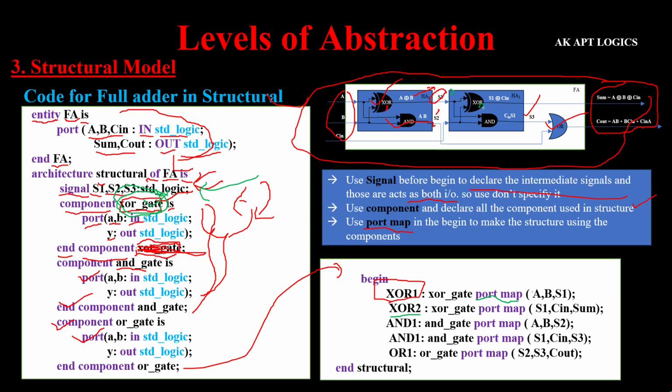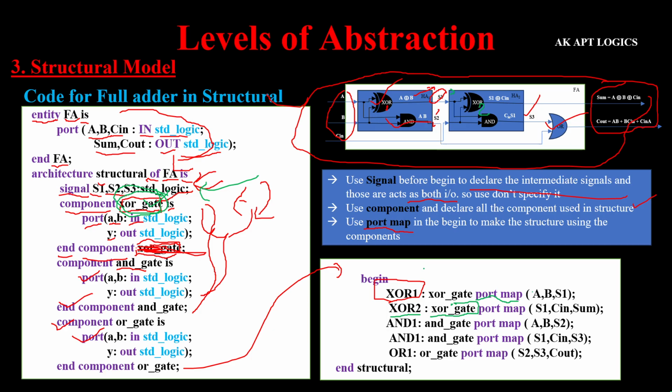Similarly, label 2, which is XOR gate 2, means this gate. What are the inputs to the XOR gate 2? XOR gate port map, the same you need to use. You can use the XOR gate as many times as you require. This particular XOR gate you can use an infinite number of times after you mention it in the component instantiation.